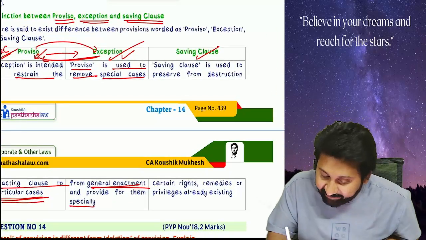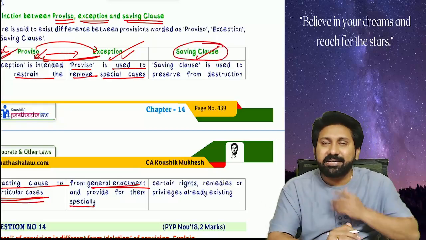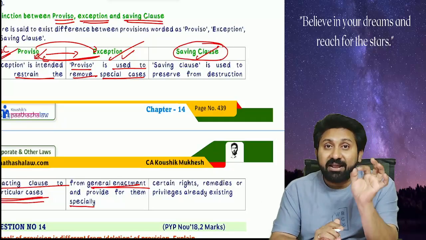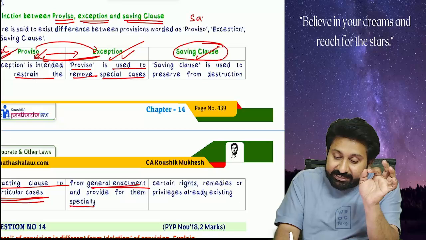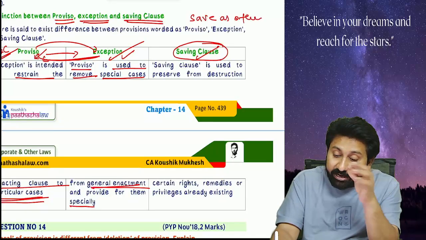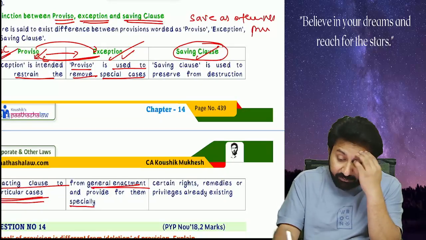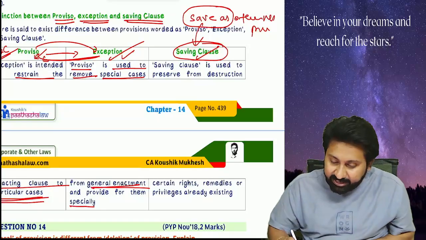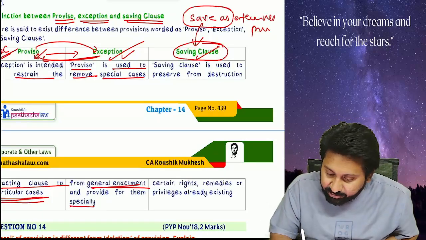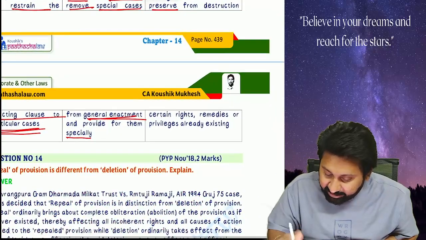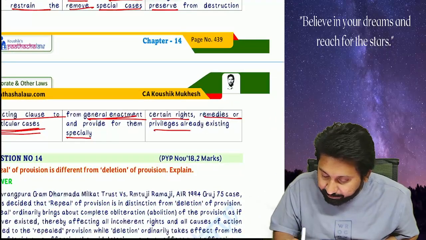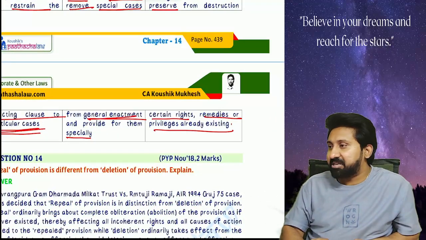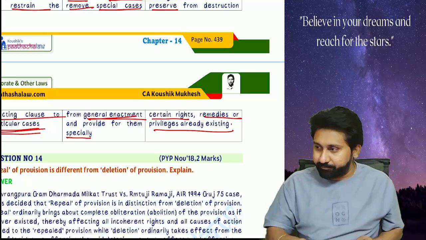Next, saving clause. Sir, what is a saving clause, sir? Whenever a section uses the words save as otherwise provided, whenever save as comes, that's called a saving clause. A saving clause is used to preserve from destruction certain rights, remedies or privileges that already existed. Sir, I didn't understand. Listen now.